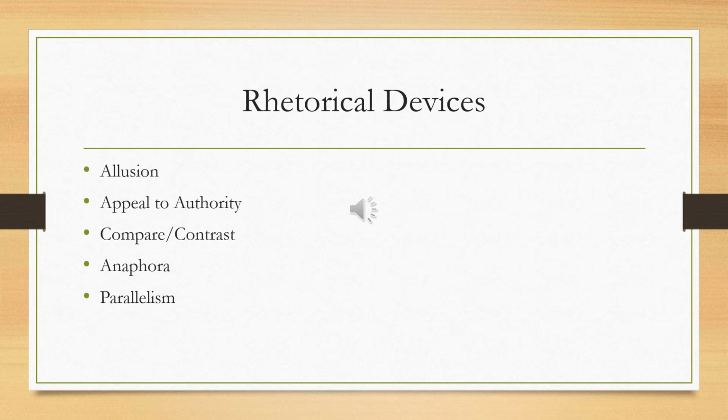Rhetorical devices can be used to construct clear and highly developed informative text. Allusion, appeal to authority, comparing and contrasting, anaphora, and parallelism are good examples of rhetorical devices that could be used for informative text. Allusion is a short, informal reference to a famous person or event. Anaphora is the repetition of the same word or words at the beginning of successive phrases, clauses, or sentences, commonly in conjunction with climax and parallelism.